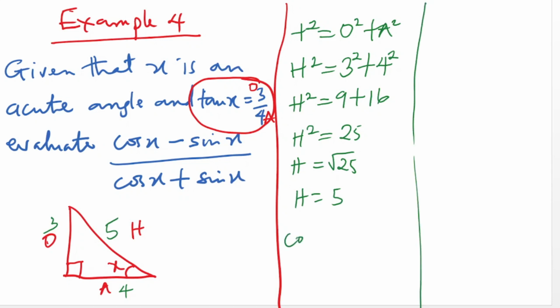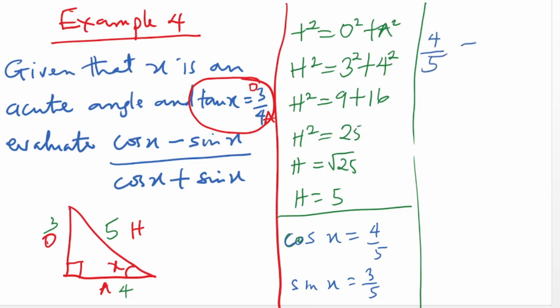So we need to find cos x. So cos x first. What is going to be cos x? That is adjacent over hypotenuse, which is 4 over 5. Then sine x, which is opposite over hypotenuse, that is 3 over 5. So let's now put these values in. So cos x, which is 4 over 5, minus sine x, which is 3 over 5, divided by 4 over 5 plus 3 over 5.